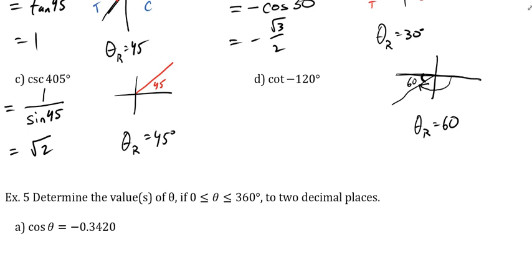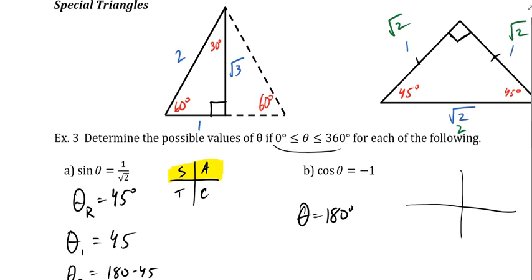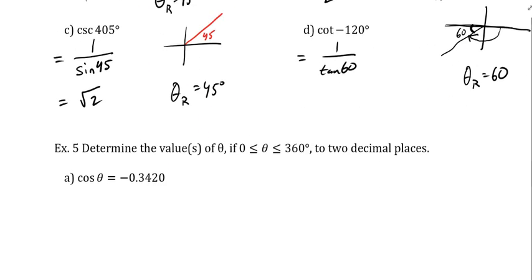And cotangent is the reciprocal of tangent. Tangent's positive in that quadrant, so it's going to be positive. So this is going to equal 1 over the tan of 60. Go back up to my special triangle. The tan of 60 is opposite over adjacent, so root 3 over 1. So the reciprocal of that is 1 over root 3.